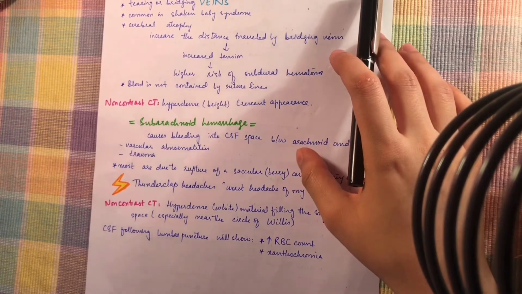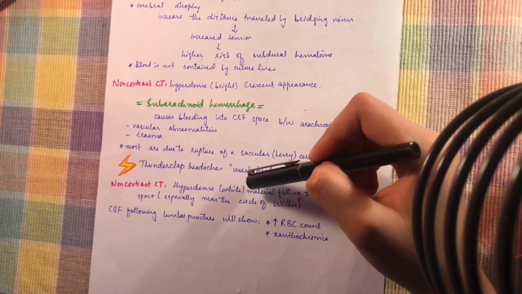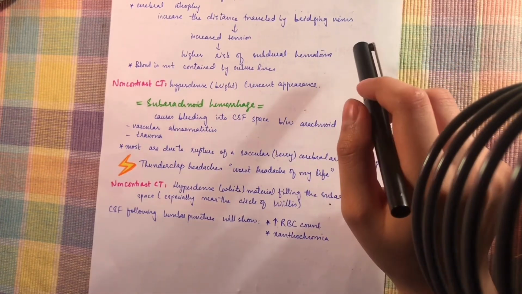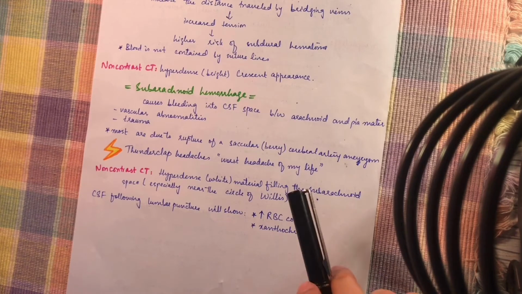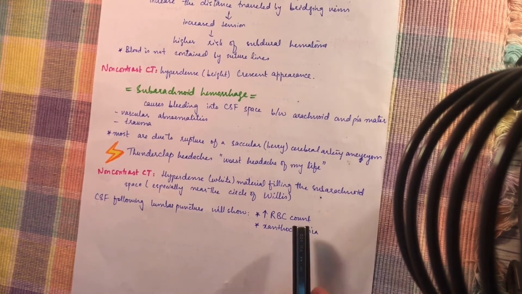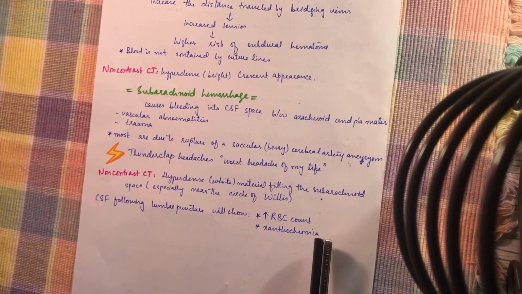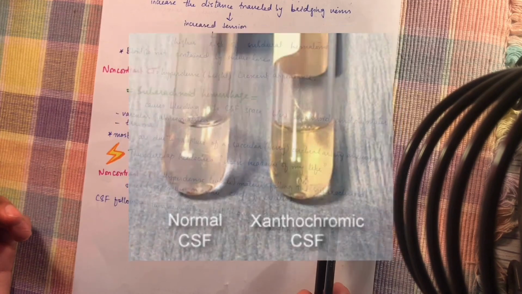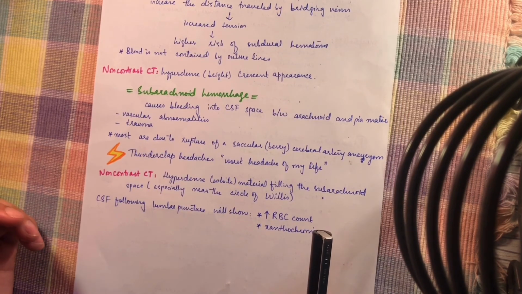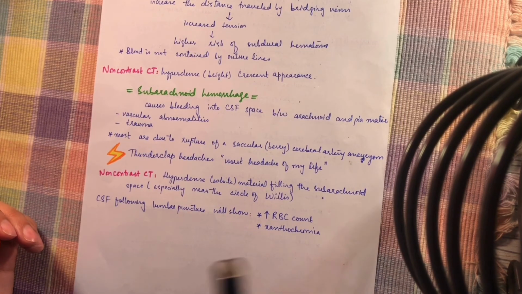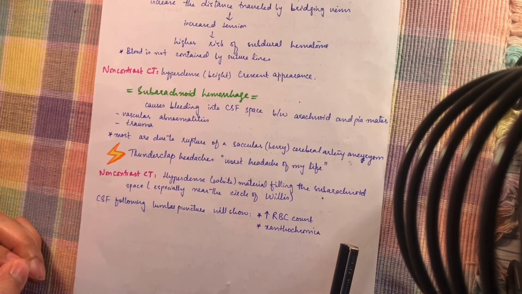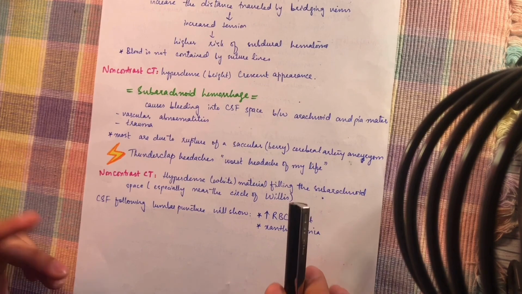On non-contrast CT, you can see hyperdense white material filling the subarachnoid space, especially near the circle of Willis. CSF following lumbar puncture will show increased RBC count and xanthochromia. Xanthochromia is the pinkish-yellow tint to CSF due to hemoglobin breakdown products. Those hemoglobin breakdown products in the CSF following the subarachnoid hemorrhage can cause endothelial irritation and vasospasm, and that vasospasm can cause ischemic stroke.